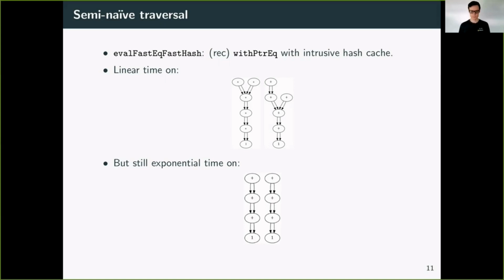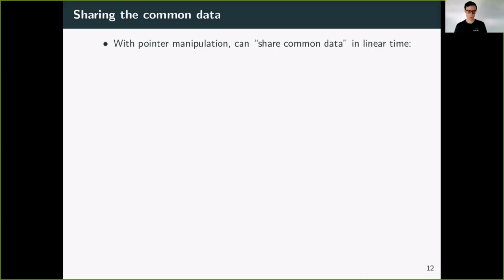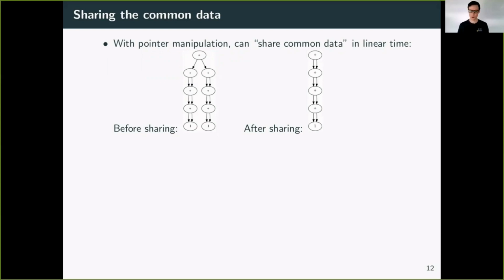And this brings us to sharing the common data. So with low-level pointer manipulations, we can, quote, share the common data in linear time. And what we mean by that is to take a term like this that has multiple subterms that are structurally equal but pointer disjoint, and simply share the common data or compact the term and produce the term such that equality implies pointer equality of all subterms inside the term.